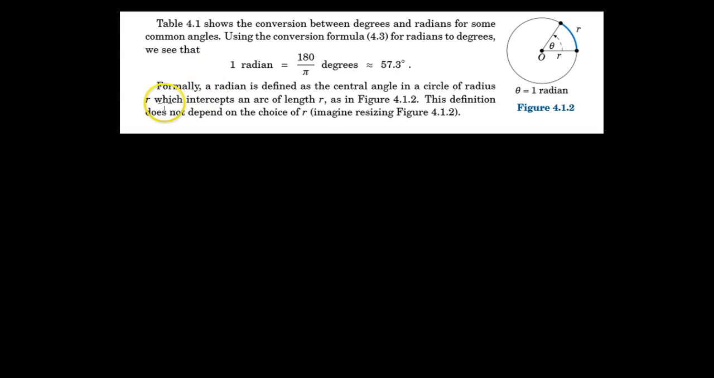So I like this picture here. I wanted to talk about it. It says, formally, a radian is defined as the central angle in a circle of radius r which intercepts an arc length of r.